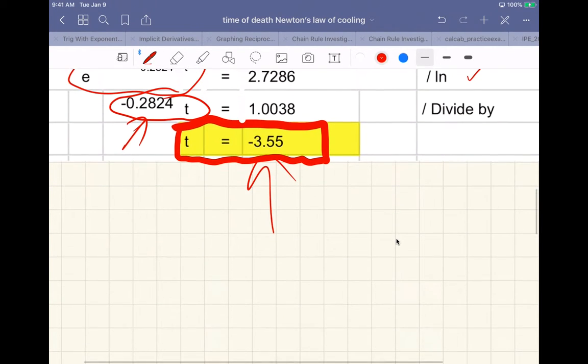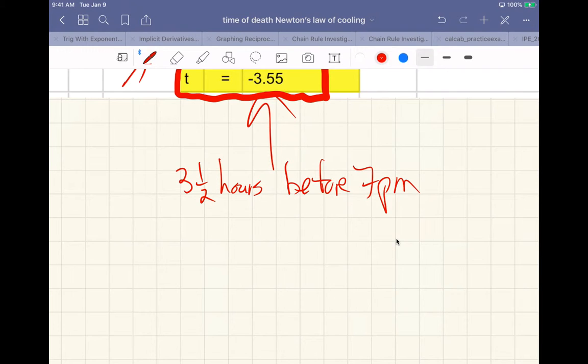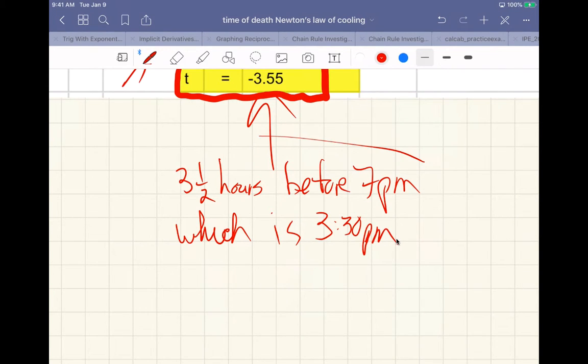and I end up with this t value, which means the murder occurred about 3.5 hours before 7 p.m. Which is, well, 3 hours before 7 p.m. is 4 p.m. So it's about around 3:30 p.m. approximately. Okay, so that would really, in terms of understanding the crime and solving a crime, it's quite helpful to know that the death occurred at 3:30 p.m.